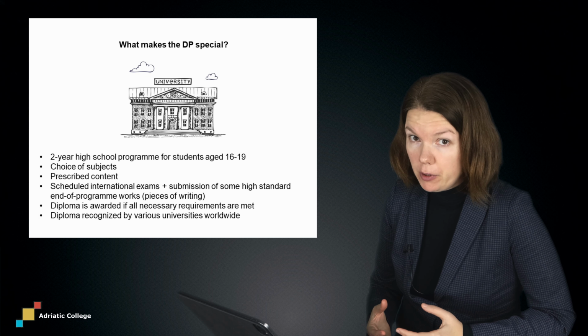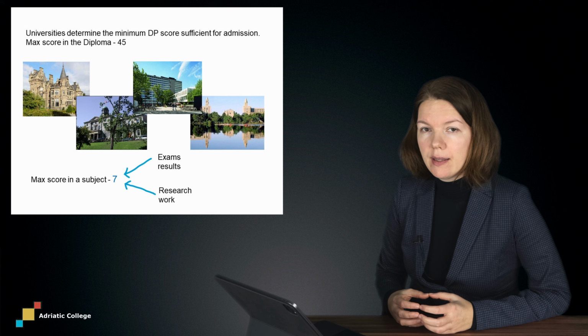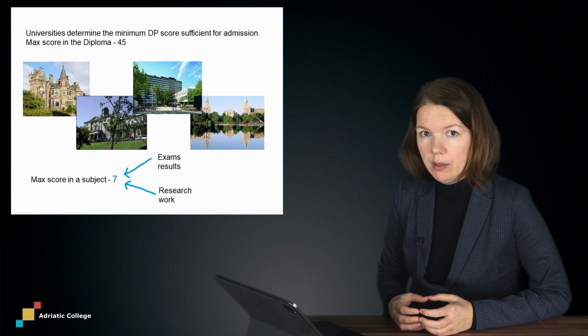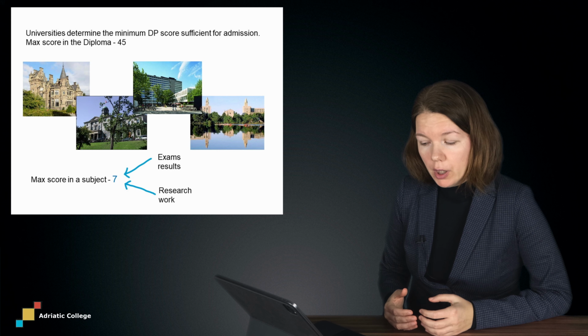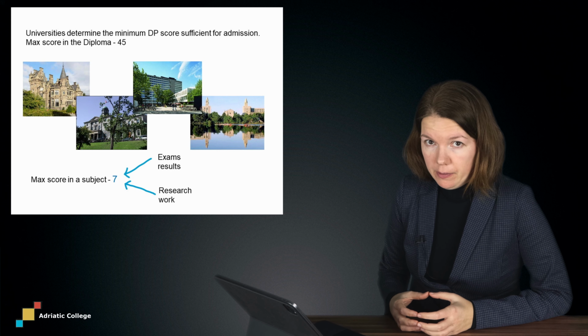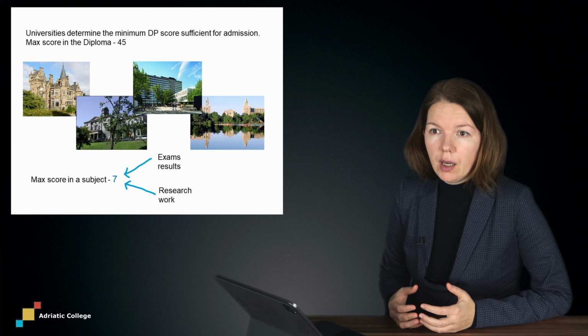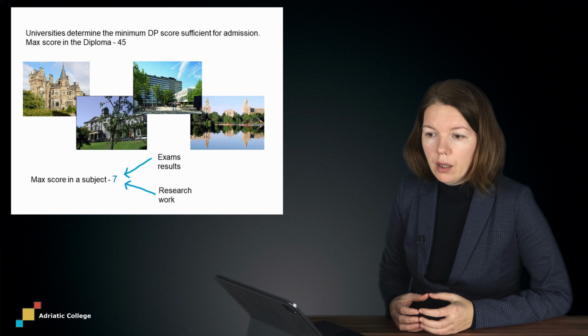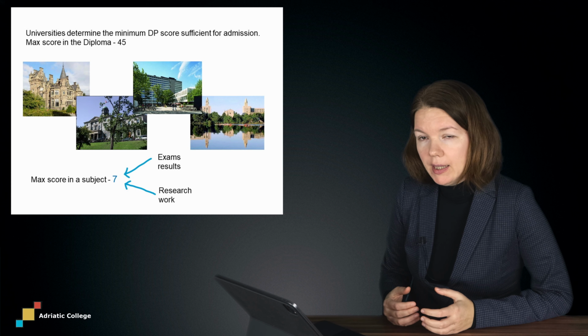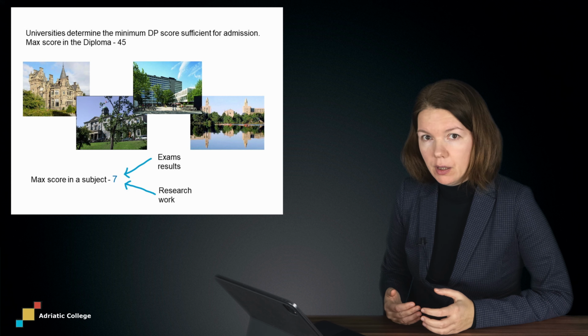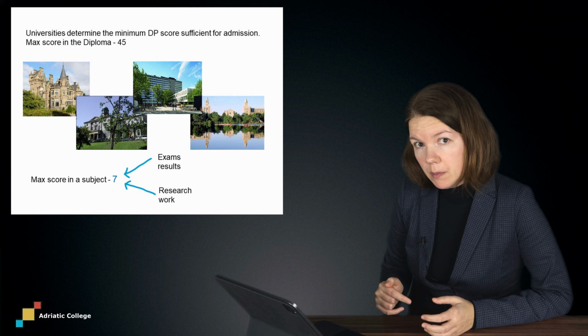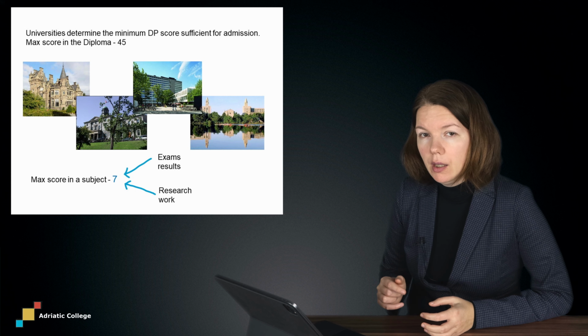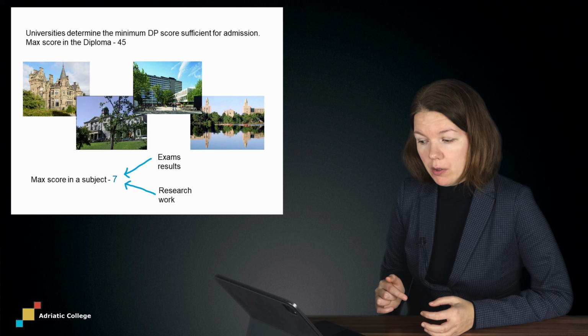Each university that recognizes the DP determines the minimum score in the diploma which they consider enough for admission. The maximum score is 45. The calculations are quite simple. The maximum score in each subject is 7. Both the exam results and the research works assessment contribute to that.